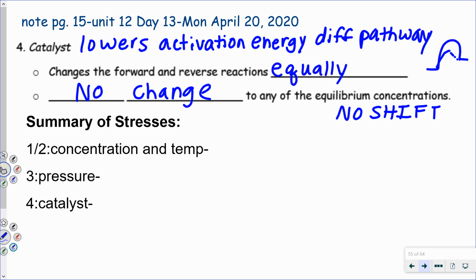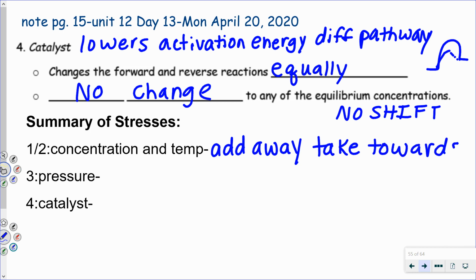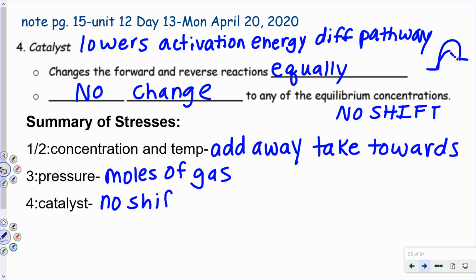So I'm going to summarize that down here. So a summary of your stresses. Stresses 1 and 2 were concentration and temperature. To help you remember, add, away, take towards. So those are the stresses where you're going to apply that rule. For pressure, you look at moles of gas on the reactant side and the product side. And then for a catalyst, it's always no shift. No change in concentration, no shift.